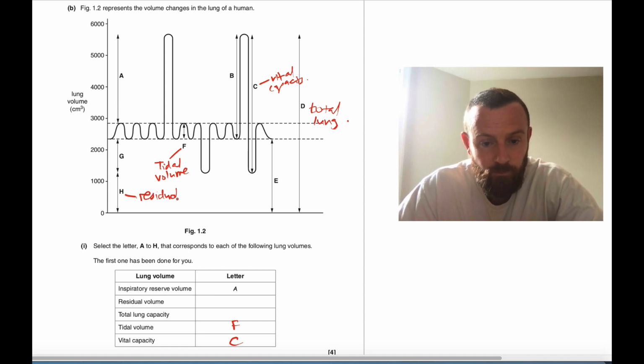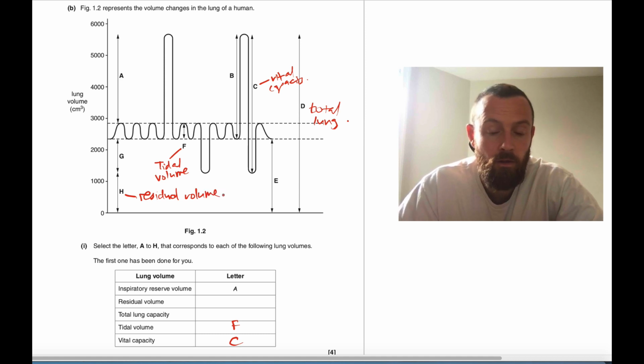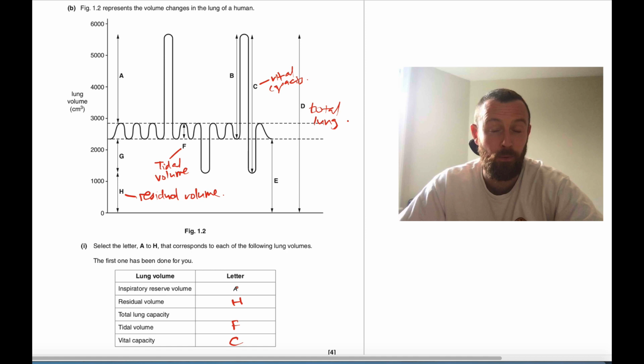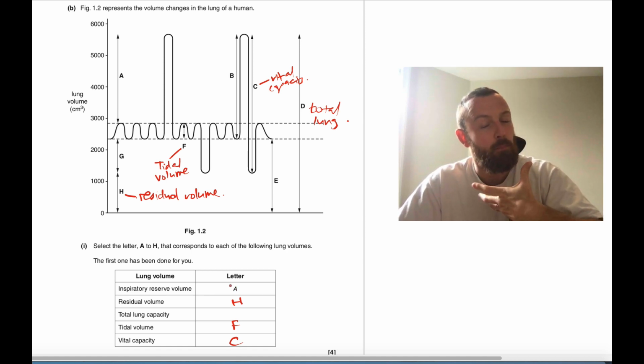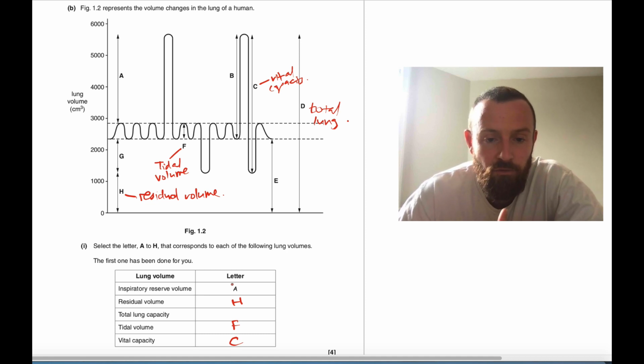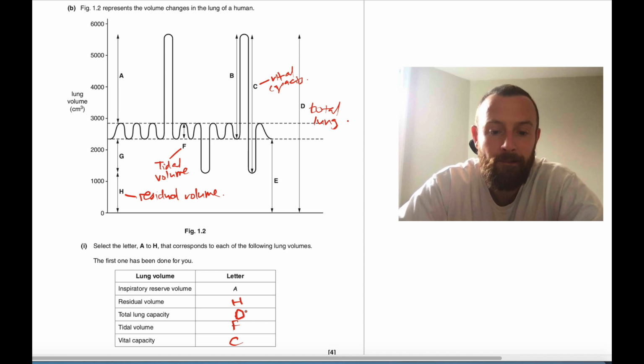So that is the volume of air that's in the lungs that you can't really get rid of. Even if you exhale to your absolute maximum, there's still some air in your lungs that you can't push out forcefully. And D is total lung capacity, so we've done everything we need to there.